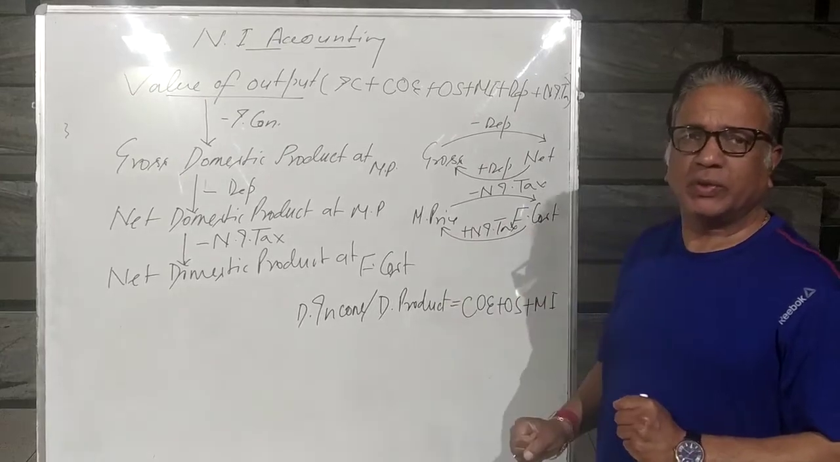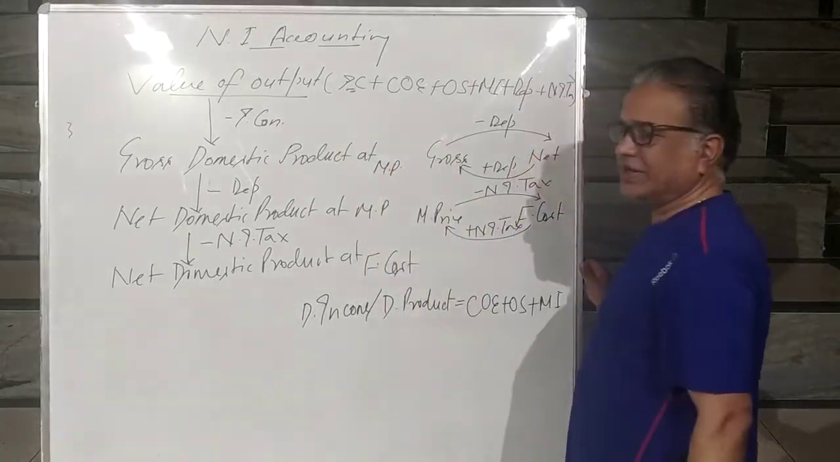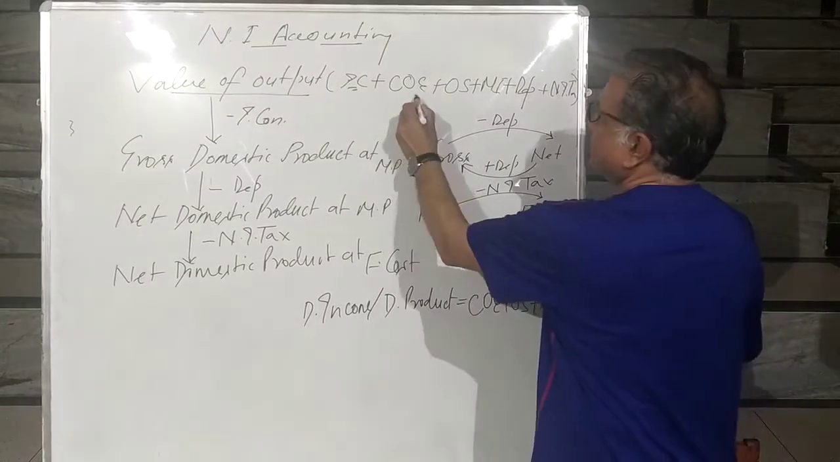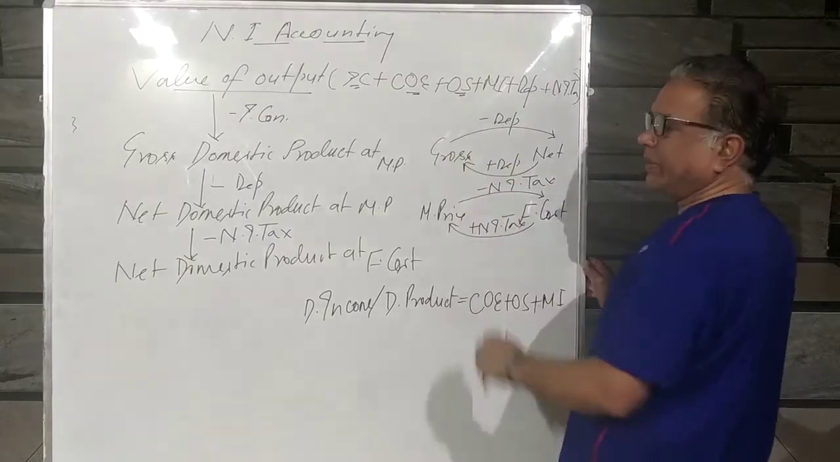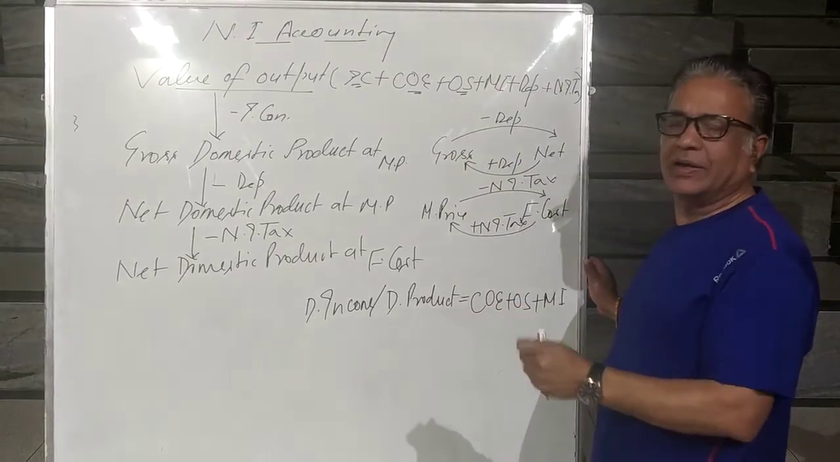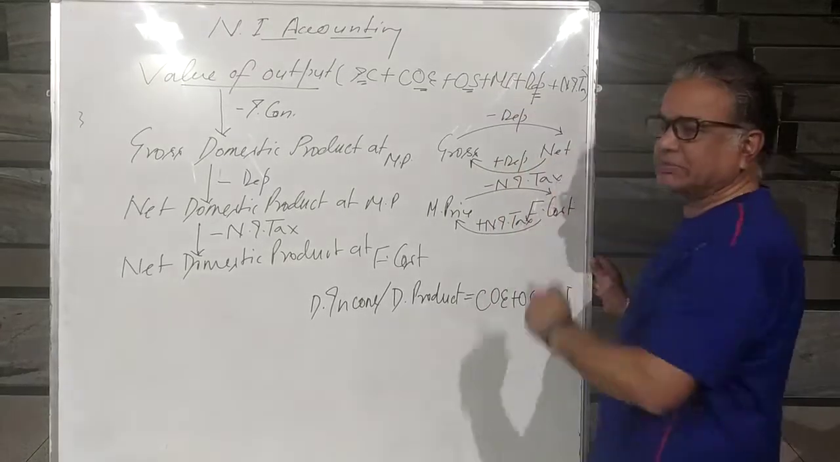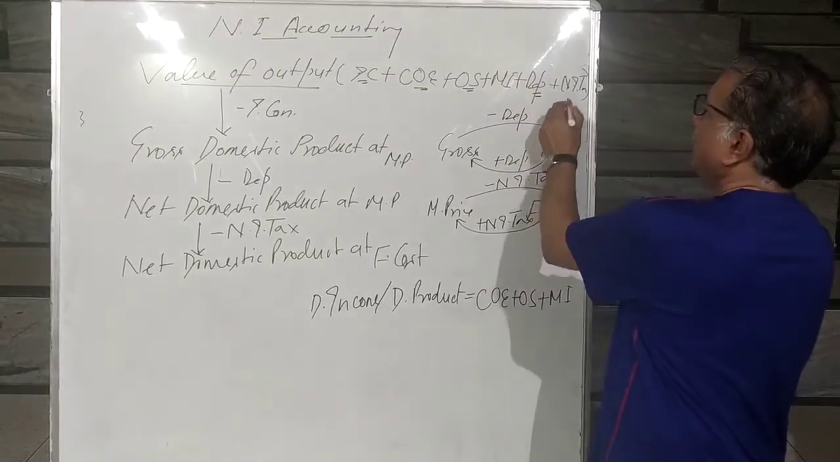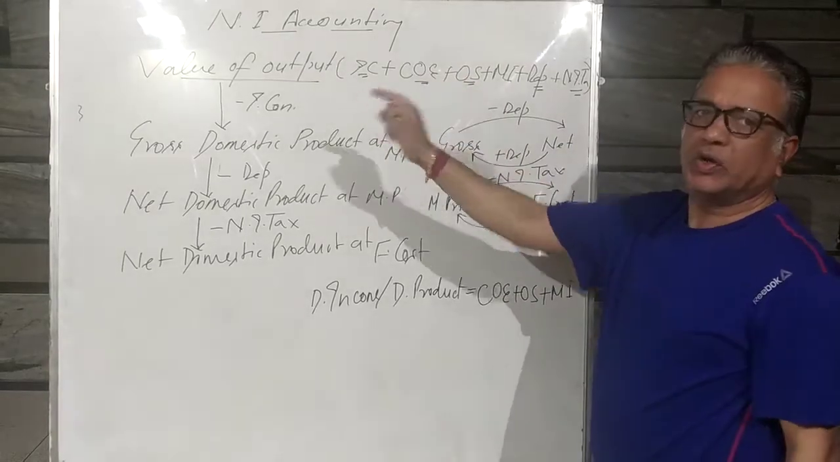So there, how do you calculate the value of output? By calculating intermediate consumption, that is their expenditure on raw material; COE, their expenditure on labor; OS, their expenditure on land, capital and entrepreneurship; depreciation, expenditure on repair and maintenance, and what net tax they pay. This is how we calculate the value of output in corporate.